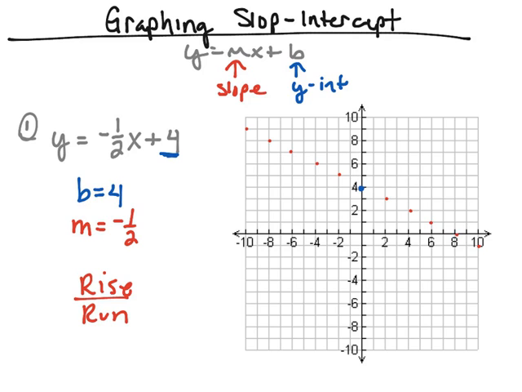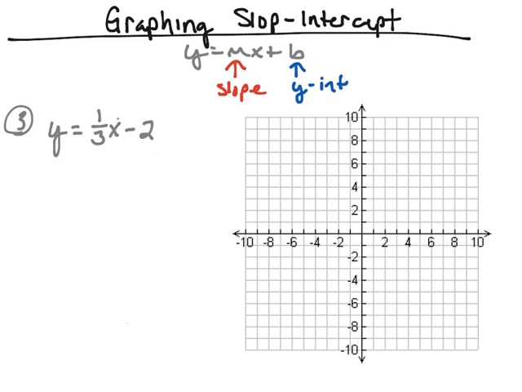Now that I have all of these dots, I'm going to connect them. And I now have the graph of y equals negative 1/2 x plus 4. Notice how this line has a y-intercept of 4. Notice that it also goes down 1 and over 2. So this again is the graph of y equals negative 1/2 x plus 4.